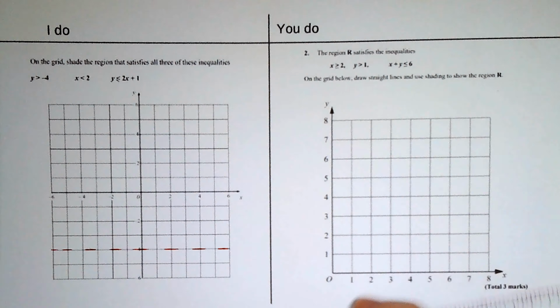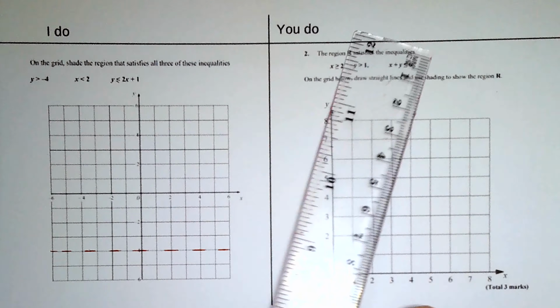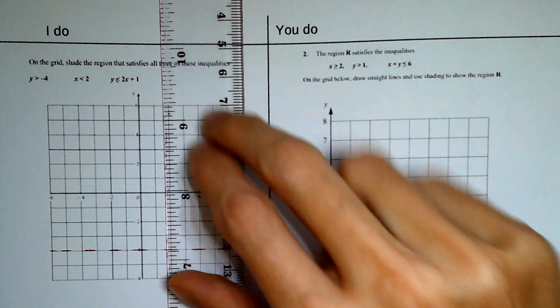Just like that. And then we've got x is less than 2. Again, it can't be equal to 2, so we draw this again as a dashed line going through the x-axis at 2.